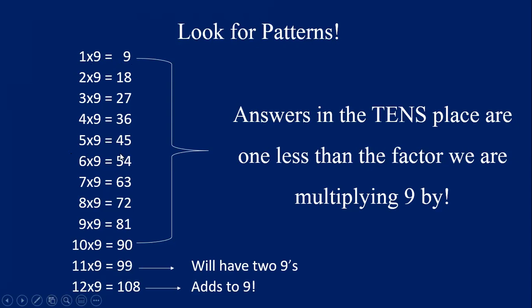So I would put a 5 in my tens place. And now I can easily figure out the number in the ones place. If I remember, I have to total 9. So 5 plus what equals 9? 4, right? So my answer is 54. 5 plus 4 equals 9. 5 is 1 less than the 6. So easy to find the correct answers.